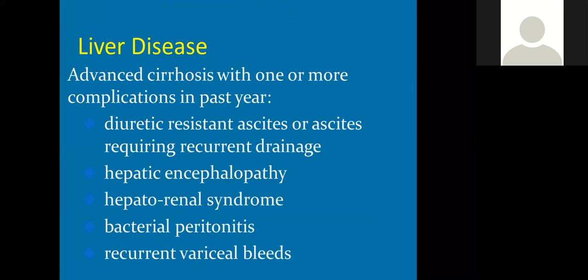For liver disease, they say advanced cirrhosis with one or more of the following complications in the past year. If you have any of these complications, refer to palliative care: diuretic resistant ascites, encephalopathy, hepatorenal syndrome, bacterial peritonitis, or recurrent variceal bleed. So if you have cirrhosis with any of these conditions, refer to palliative care.